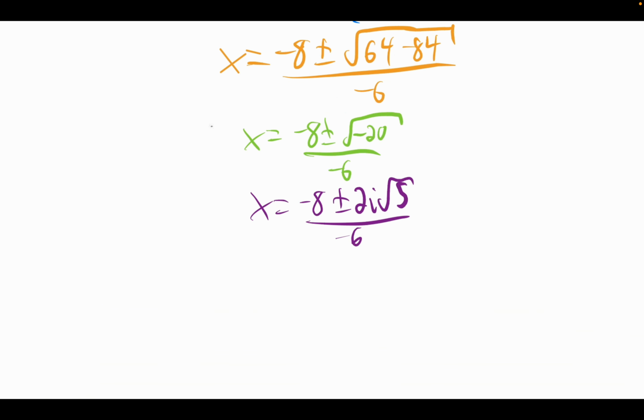I reduce by 2 on both here and here. Because I reduce everything by 2, no more, no less, I can go ahead and just keep it all together when I do it. And call this negative 8 divided by negative 6 positive 4 over 3, plus or minus i, or just i, square root of 5 over 3, as 2 and 6 reduced by 2 become 1 and 3. And those are my two answers.